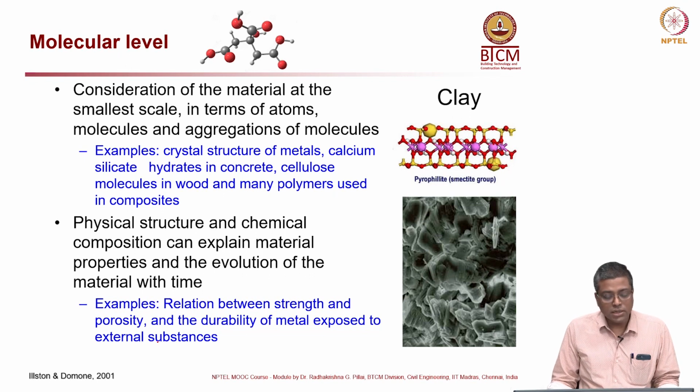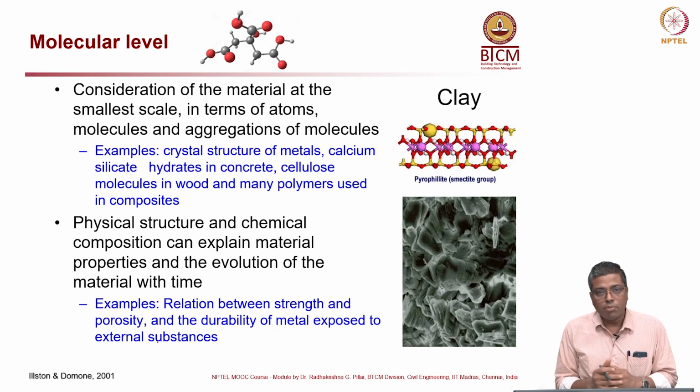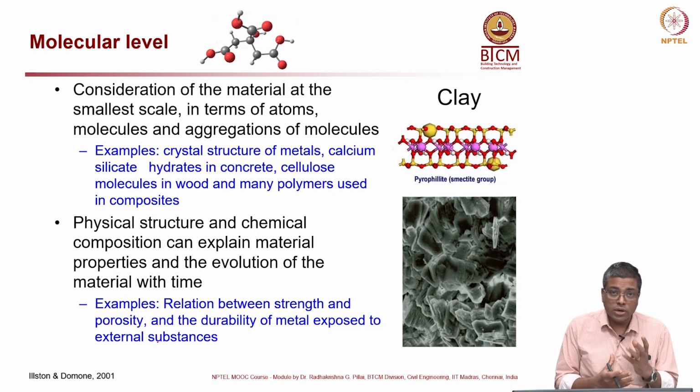Now, the physical structure and chemical composition can explain material properties and the evolution of materials over a period of time. One example is concrete: when concrete hardens, it continues to react, and from day one, after some days, the properties will evolve, the strength will increase, and the pore structure will get more refined. So, a lot of chemical reactions happen when we mix cement and water together.